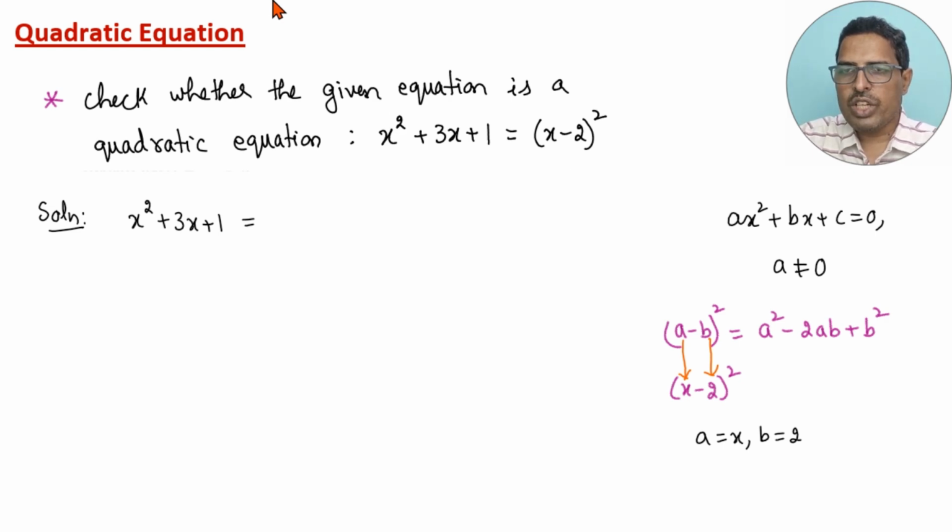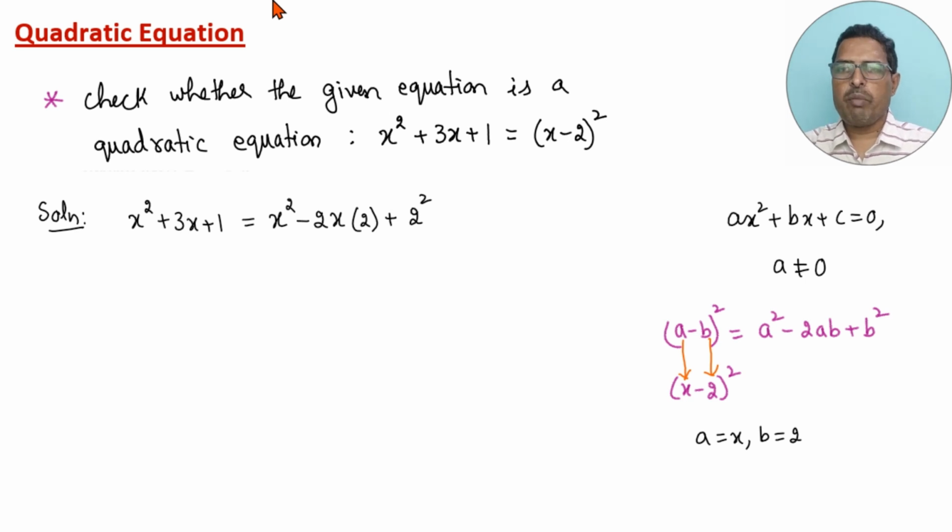So what is a value? x. So x square minus 2 times a. A value is x. 2a into b. What is the b value? B value is 2. So we have written 2ab plus b square. What is the value of b here? B value is 2, so 2 square. So just using the formula of a minus b whole square, we have got this expression.